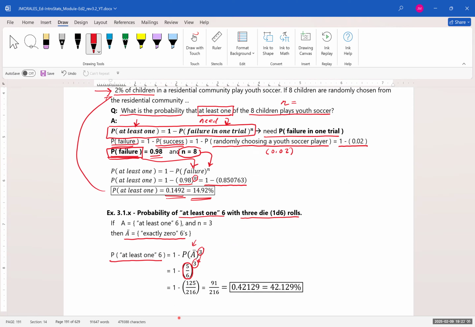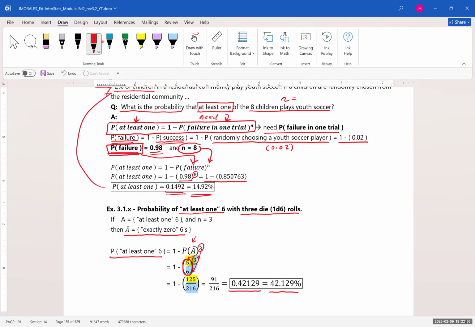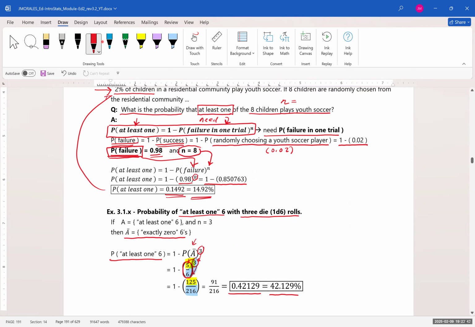Using the properties of exponents here, we can apply this exponent to the numerator and denominator. So 5 to the third is 125, and 6 to the third is 216. And 1 minus this fraction of 125 over 216 gives us 0.42129, or 42.13%, roughly. All right, I don't have any think, pair, share problems to follow this, just these two examples.